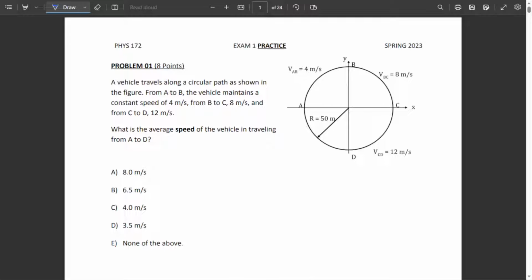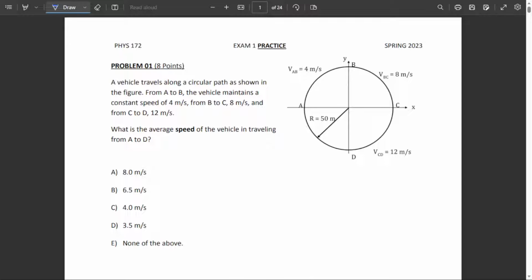Alright, so problem 1. A vehicle travels along a circular path as shown in the figure. From A to B, the vehicle maintains a constant speed of 4 meters per second, from B to C 8 meters per second, and from C to D 12 meters per second. What is the average speed of the vehicle in traveling from A to D?